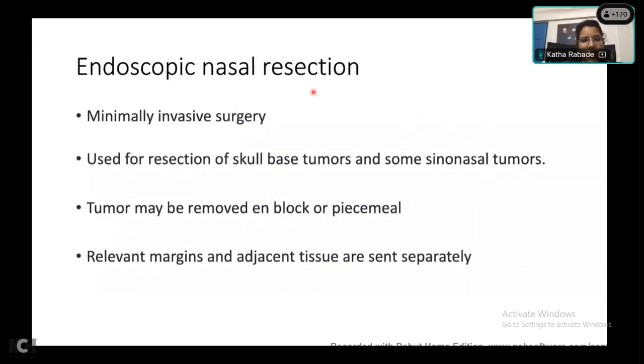Endoscopic nasal resection is a minimally invasive surgery. It is usually used for tumors located in the skull base and for some sinonasal tumors. The tumor is removed either en bloc or piecemeal. The relevant margin and adjacent tissue in these cases are sent separately, and we just need to submit the tumor specimen that is given and the margins that are sent separately.